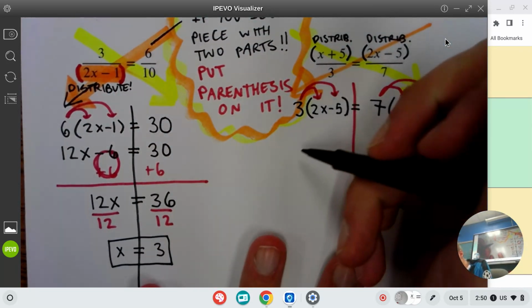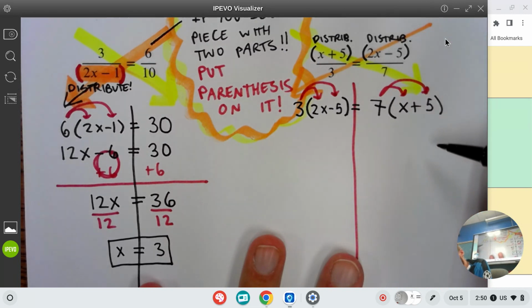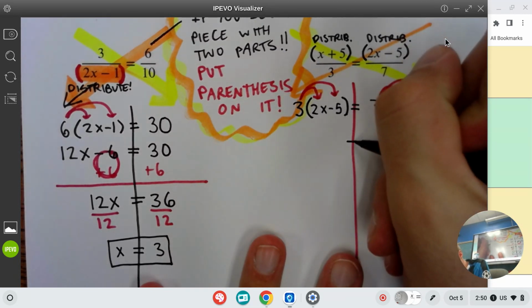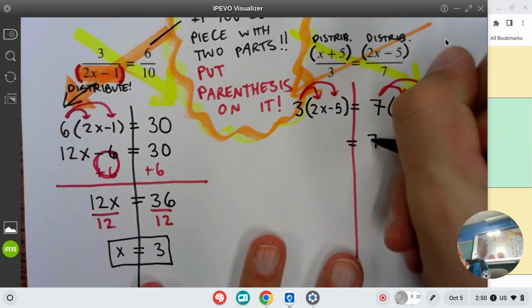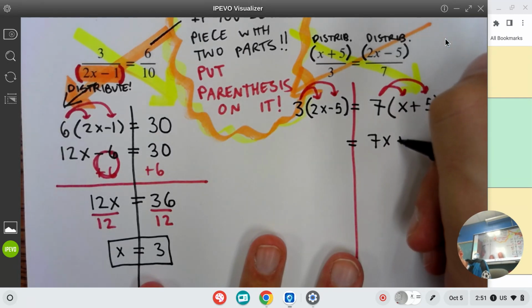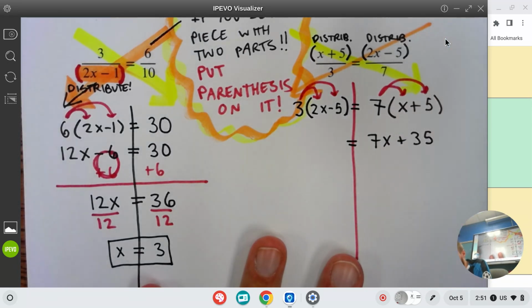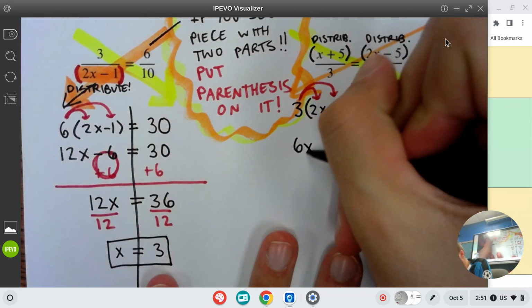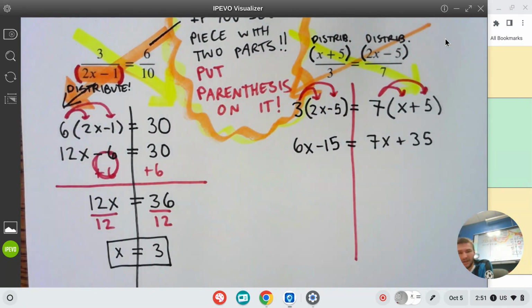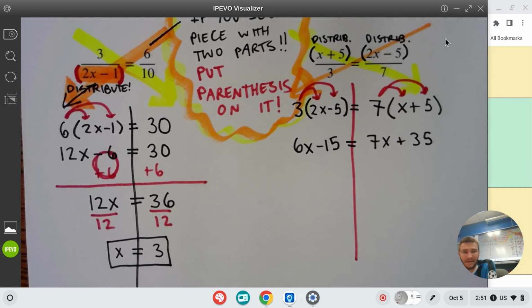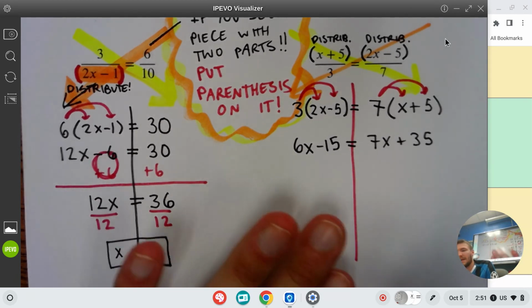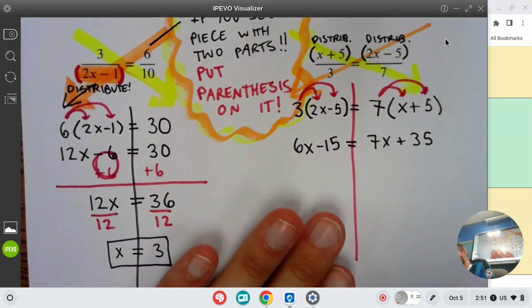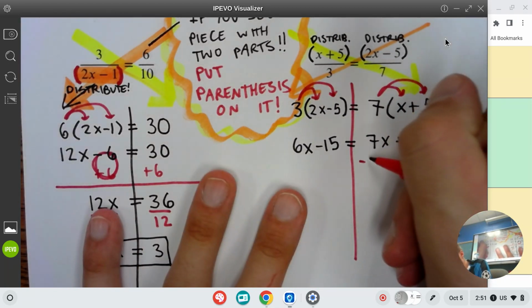For the left side and for the right side, I'll do the right side for you. 7 times x is 7x. 7 times 5 is 35. Help me out with the left side. What do we got? 6x minus 15. 6x minus 15. Very good. You guys are doing excellent today. Right? We're sticking to it. Moving on, we need to move, divide, and we'll be done.